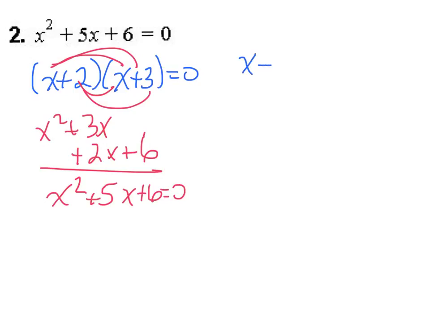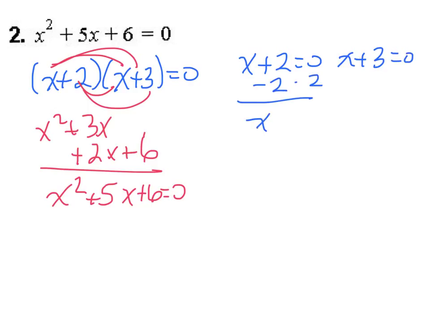I have x plus 2 equals 0, or x plus 3 equals 0. If I subtract 2 from both sides, I get x equals negative 2. And if I subtract 3 from both sides, I get x equals negative 3. So those are my two answers.